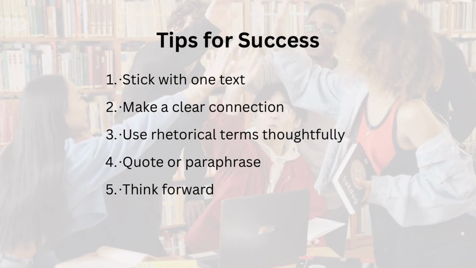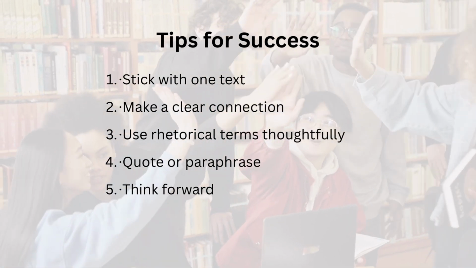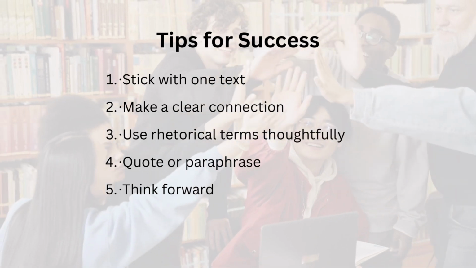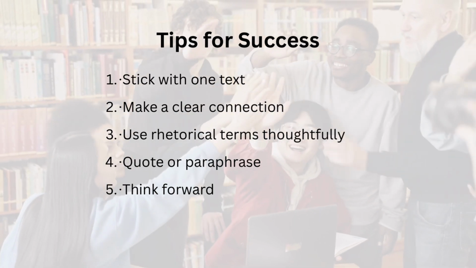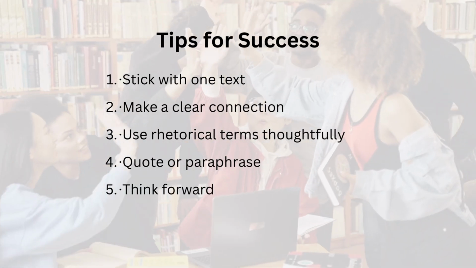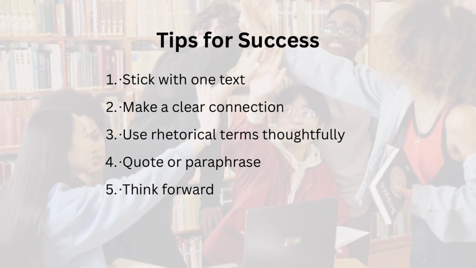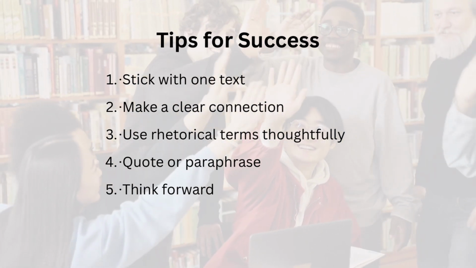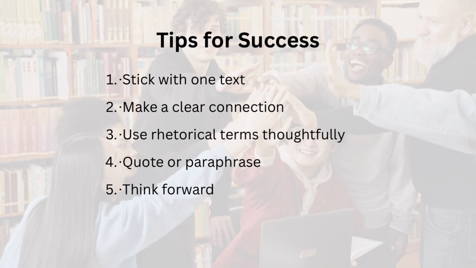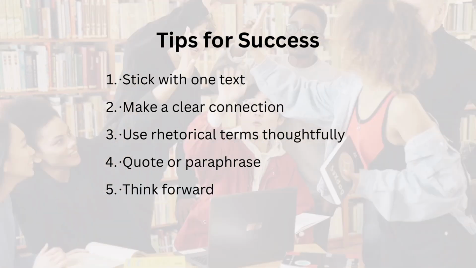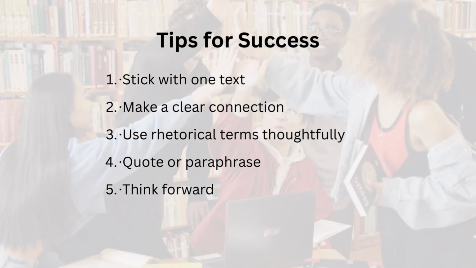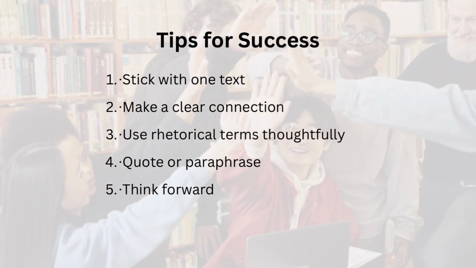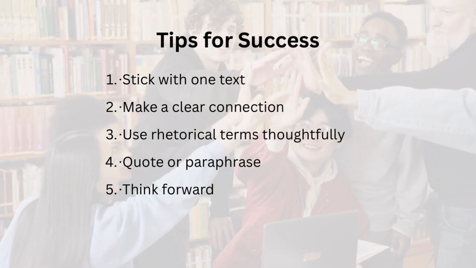Here are a few tips for success. Stick with one text. Using the same reading builds depth. Make a clear connection. Identify at least one shared theme: community, heritage, sustainability, or something else. Use rhetorical terms thoughtfully. Don't just say pathos, explain how it works. Quote or paraphrase. So bring in 1 to 2 short quotes from the text to ground your reflection. And finally, think forward. Let this assignment help shape your thesis for the larger rhetorical analysis essay.